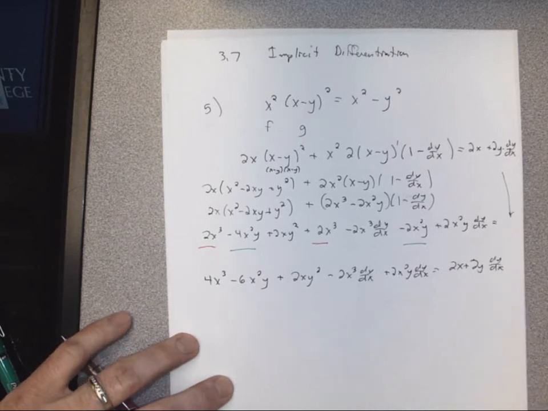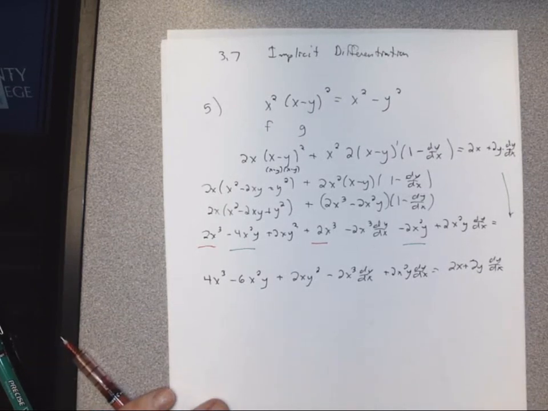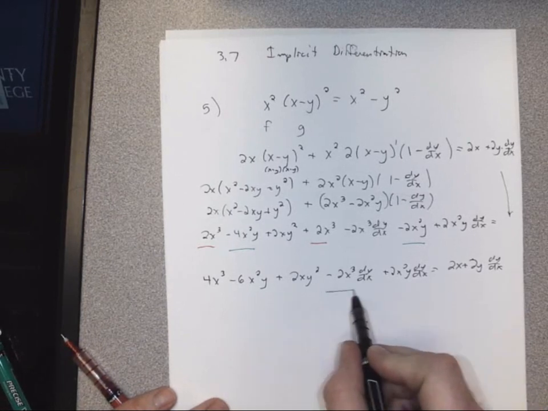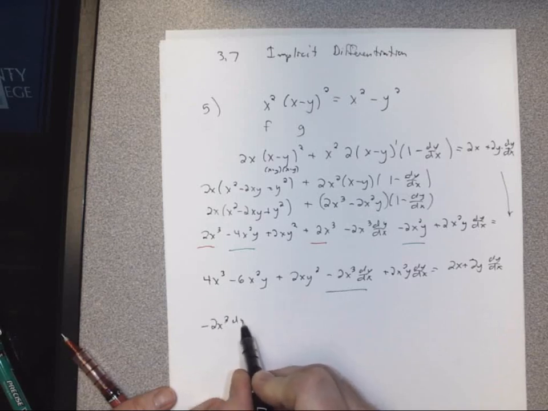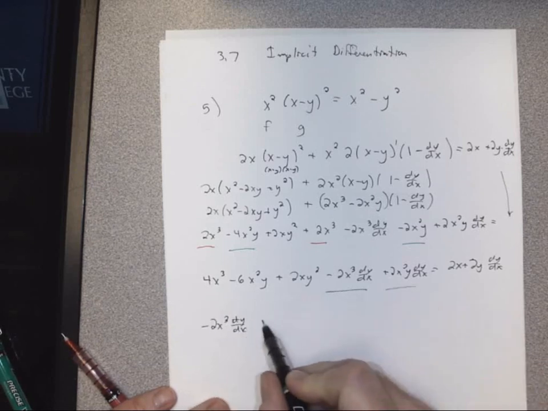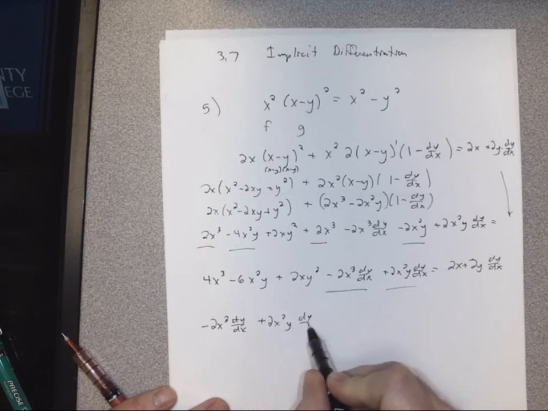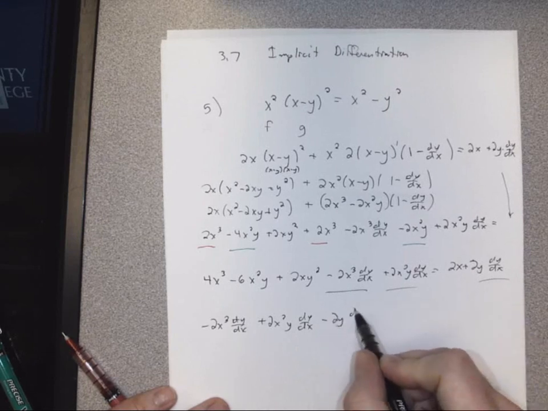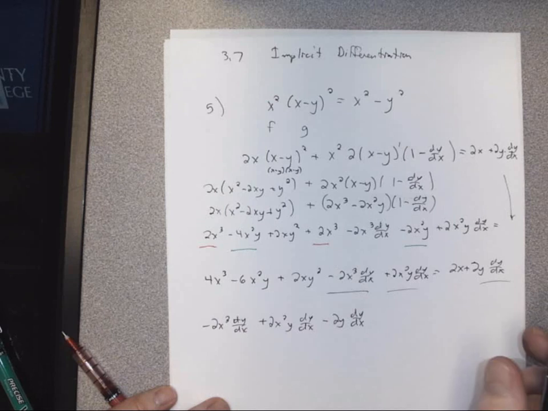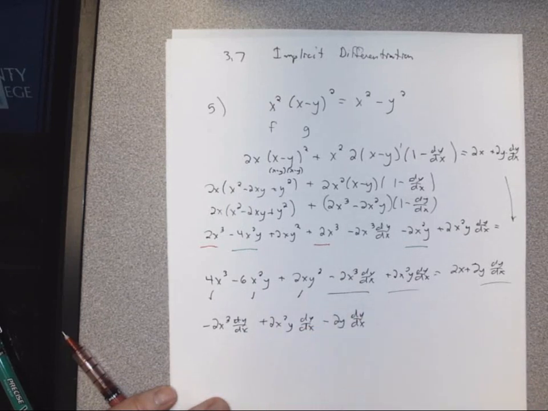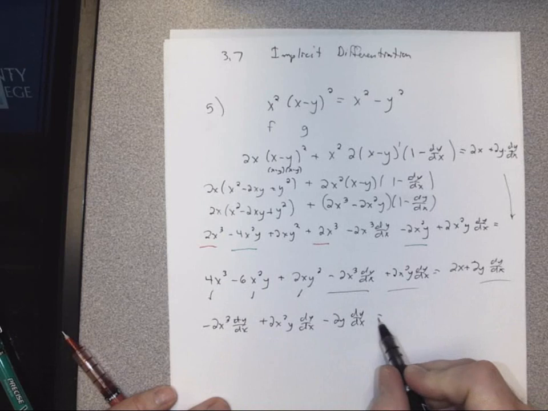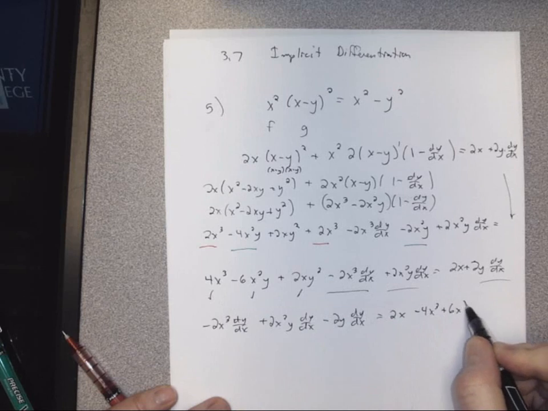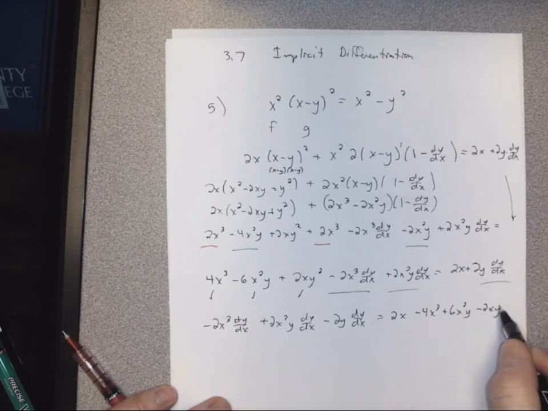So anything that has a dy dx is going to go on the left. Anything without a dy dx is going to go on the right. So this gets to stay on the left, so minus 2x cubed dy dx. This gets to stay on the left, so plus 2x squared y dy dx. And this has to come over, so I'm going to have to change its sign, so minus 2y dy dx. And everything else is going to go on the right-hand side, so all these things when I send them to the other side are going to have to change signs. So I'm going to start out with this 2x, stayed over there, and all these are going to change signs. So minus 4x cubed plus 6x squared y minus 2xy squared.